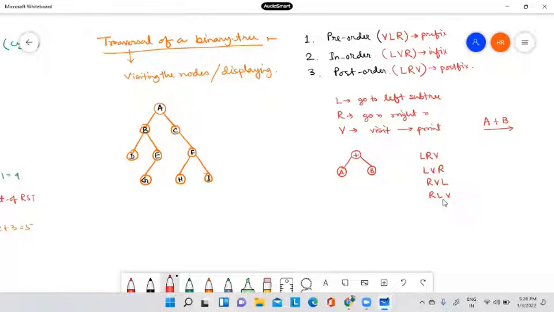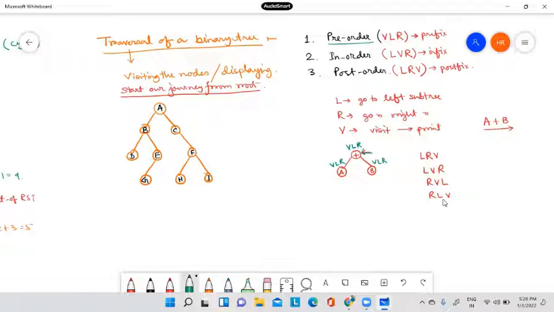Now what is the meaning of prefix or pre-order traversal? First visit. Remember, we always start our journey from root. So I will start from this particular position, from root. What is written in pre-order? VLR. So just write VLR in each and every node.